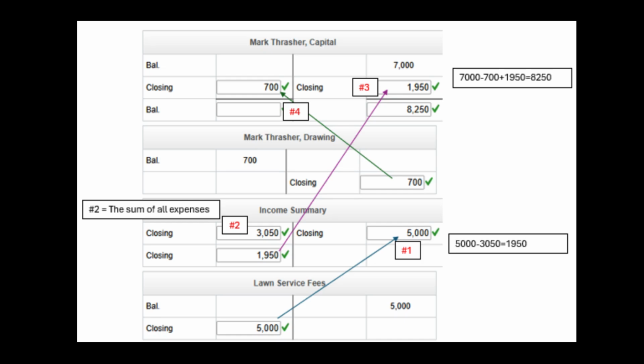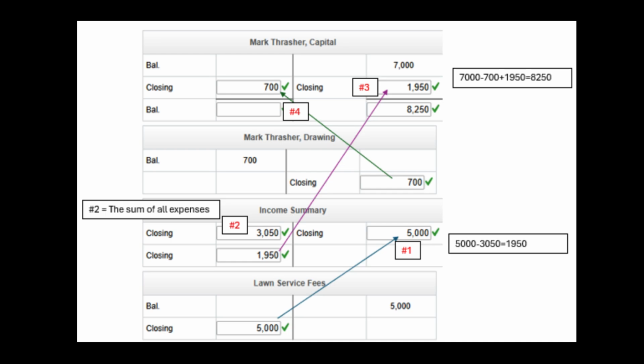Then step number 3, the purple line, is to close income summary to owner's capital. I'm going to take whatever was left in my income summary and move that up to capital. If you follow that purple line up, you see it goes to number 3. Underneath my 7,000 in capital, I've put 1,950 in the credit side. Number 4 is to close drawing to owner's capital. That green line you see, I'm going to take my $700 from drawing and put it over on the debit side for capital.